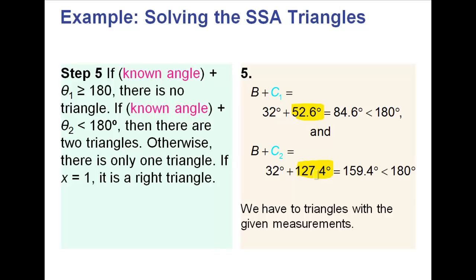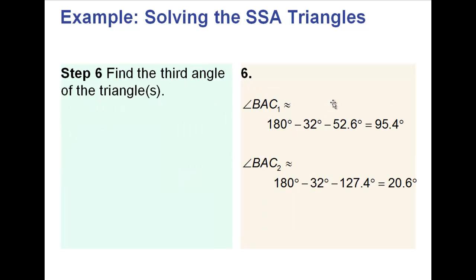What would have happened if this secondary angle was 152? Well, then when you add it to 32, you get 184, which is impossible, right? Because the three angles have to add up to 180. So now that we check that, we know that there actually is a third angle for both of these, 95.4 and 20.6.